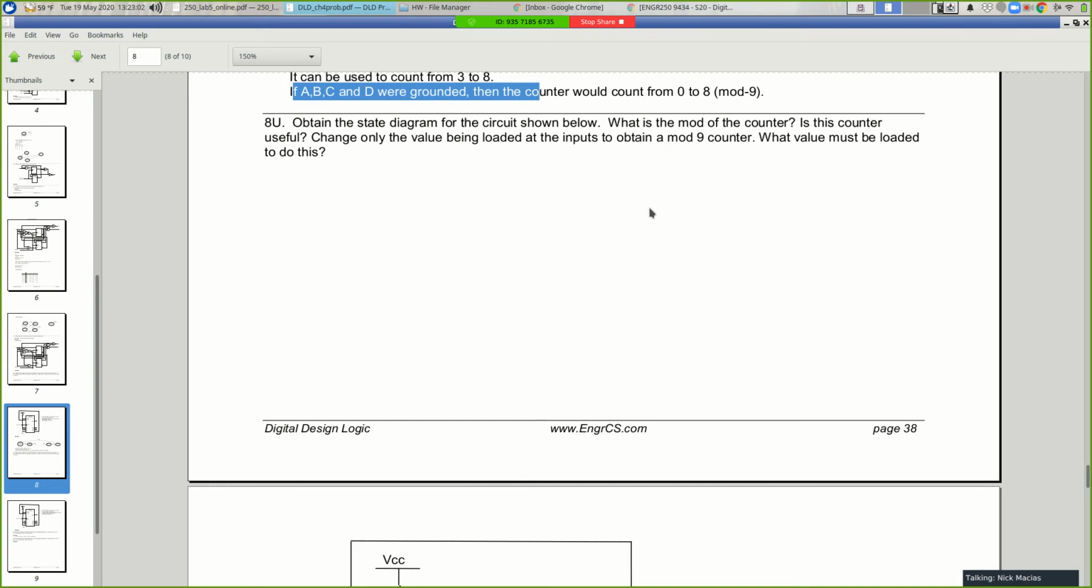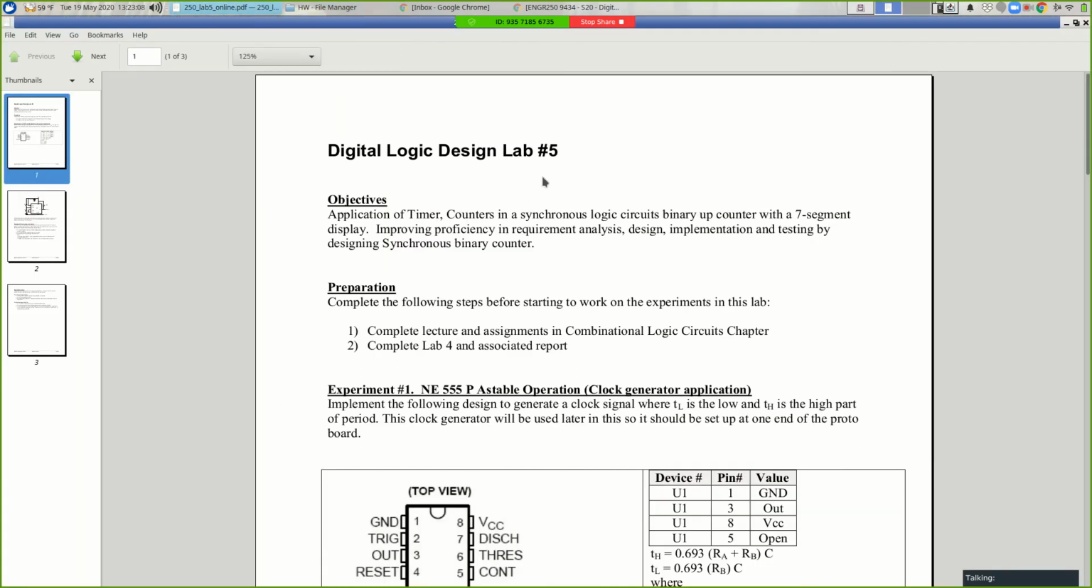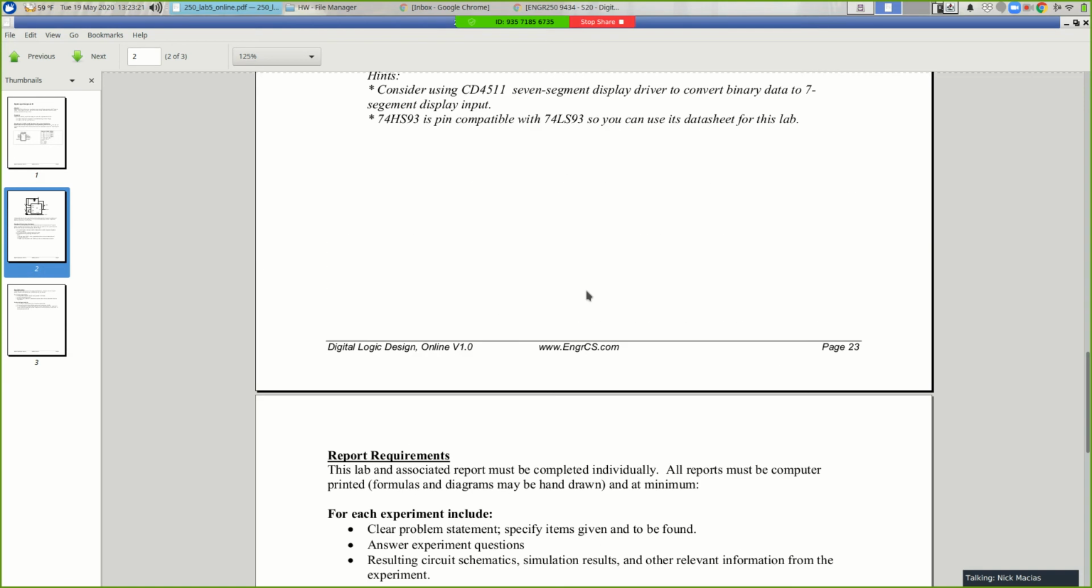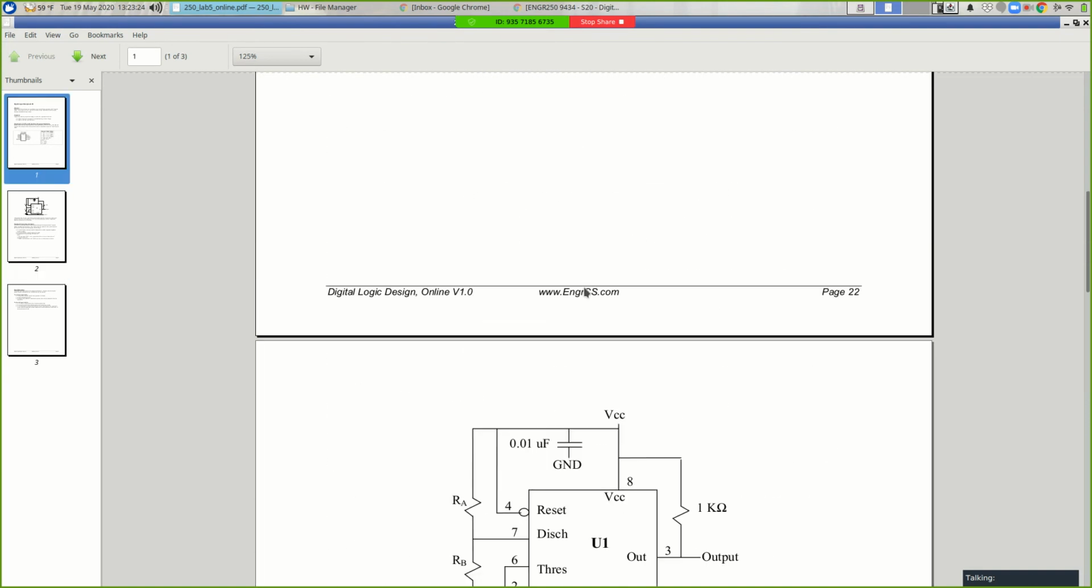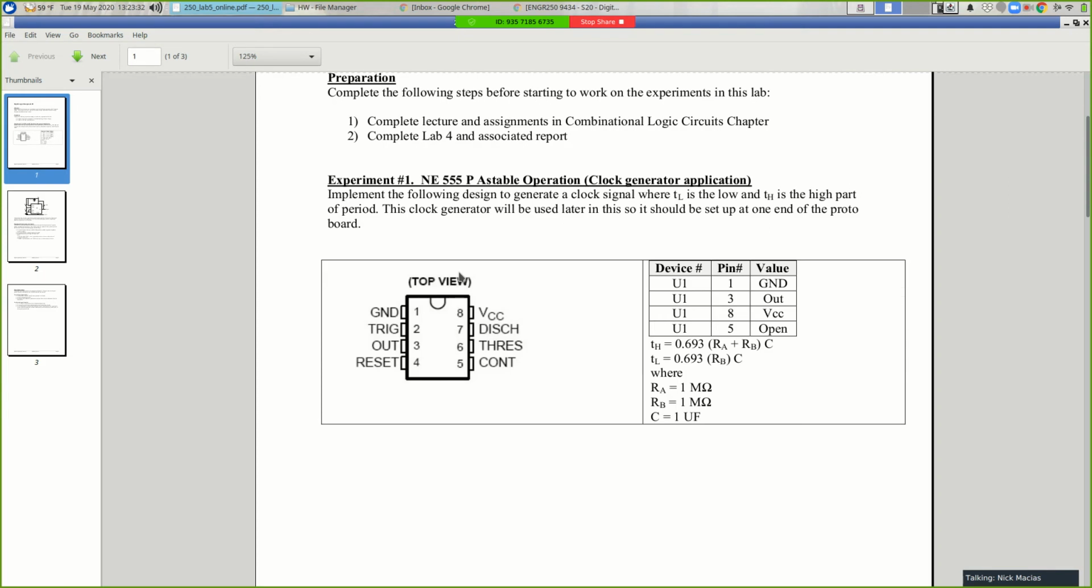All right. So let's talk about the lab. So lab 5 is dealing with sequential circuits with clocks. And a few experiments in here to get our feet wet. So first experiment is dealing with a totally different kind of chip. Okay, this is a chip called a 555. We touched on this briefly a few classes ago.